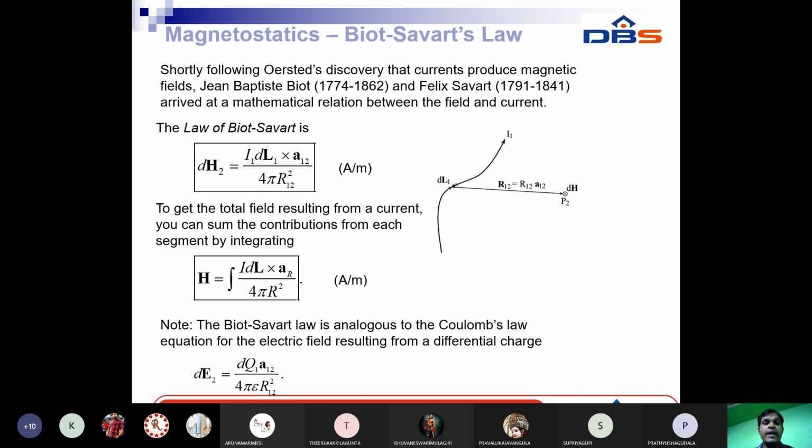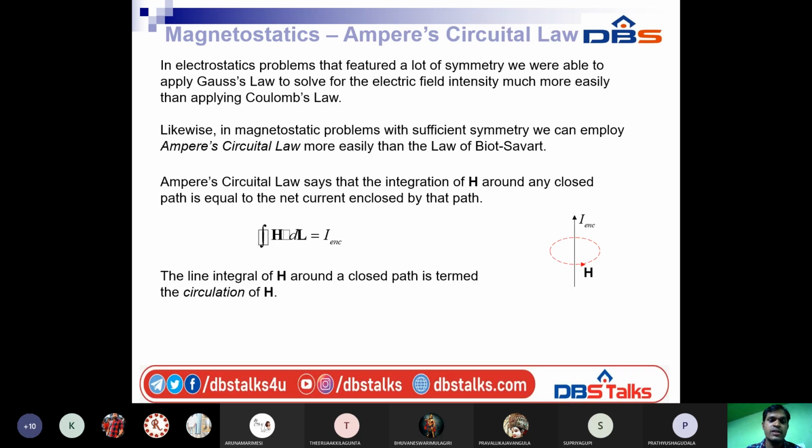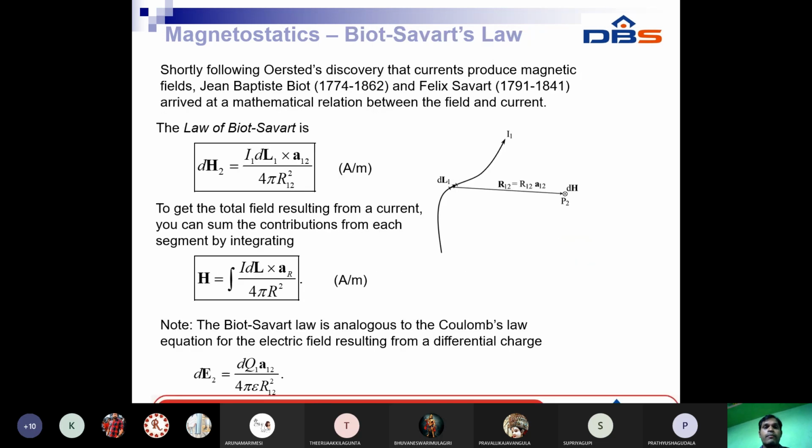So dH2 equals I1 dL1 cross A12 divided by 4 pi R squared. Here A12 is the unit vector along the direction of the field point P, and R is the distance between the current carrying element and the point P, where 4 pi is the constant. This is the statement by Biot and Savart, so it is named the Biot-Savart law.